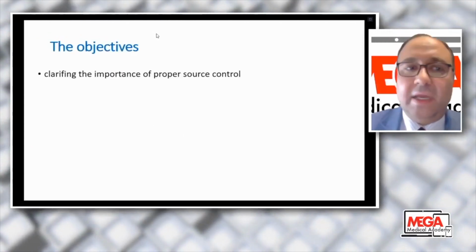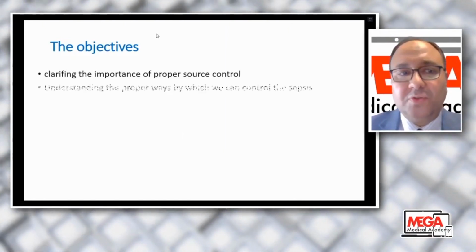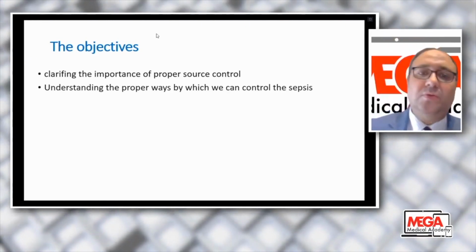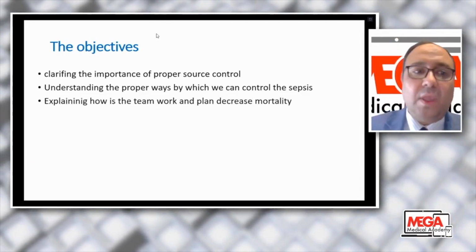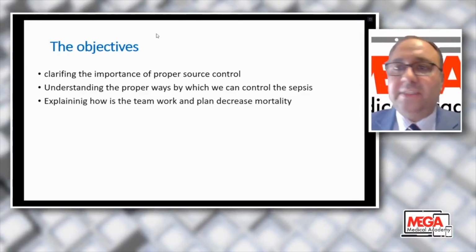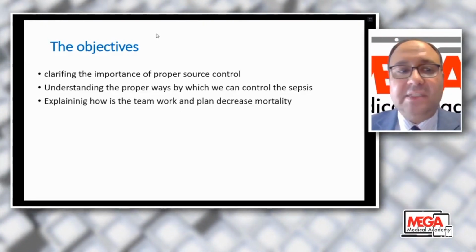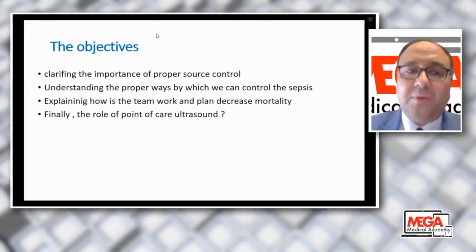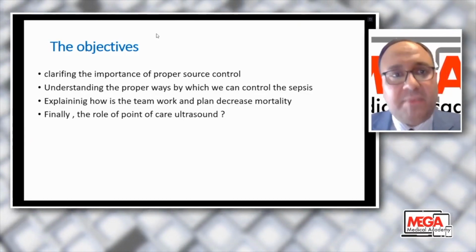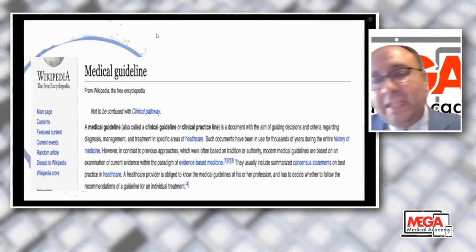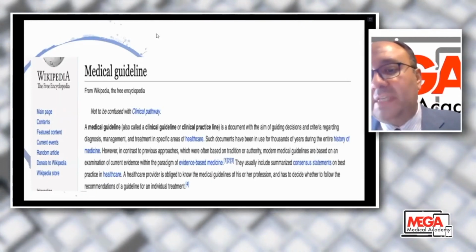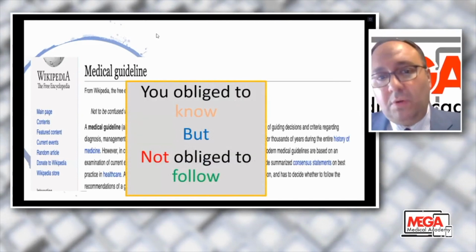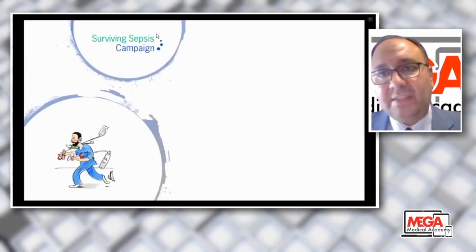The objectives of my lecture are to clarify the importance of proper source control, to understand the proper way or ways to control the source of sepsis, to explain how teamwork and a proper plan decrease the mortality, and finally to emphasize the importance of point of care ultrasound in the diagnosis and management of sepsis. Medical guidelines are usually a summary of consensus statements of best practice in healthcare. You are obliged to know them, but not obliged 100% to follow these guidelines.